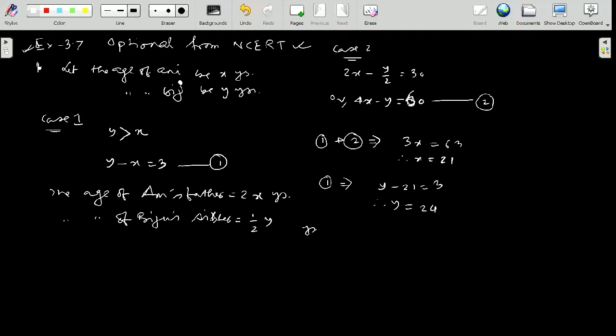These are the results actually. The age of Annie is x. You can write x is equal to 21. So final conclusion, the age of Annie is equal to 21 years. And the age of Biju is equal to y years. Y is here 24. So 24 years. This is the result.